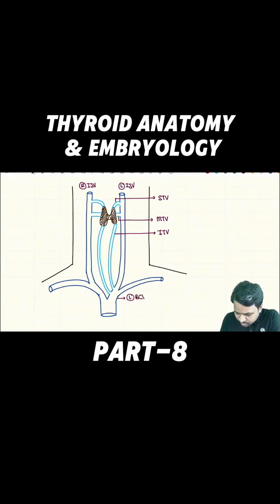vein. This is the left brachiocephalic vein. This is the left subclavian vein. This is the right subclavian vein, and this happens to be the right brachiocephalic vein. And together they open into the superior vena cava.